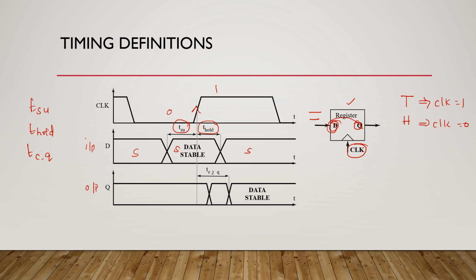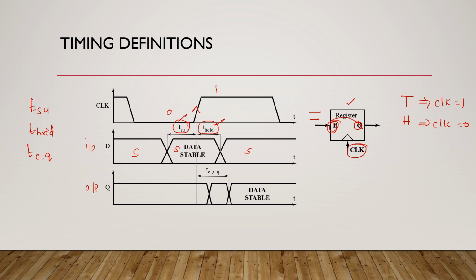So how long does it have to be stable? Before the rising of this clock, the input data must be stable for a certain time, that is called setup time. Similarly, after the rising of the clock, again the input data must remain stable in order to sample the correct value. So that period is called hold time. So it is setup time as well as hold time.